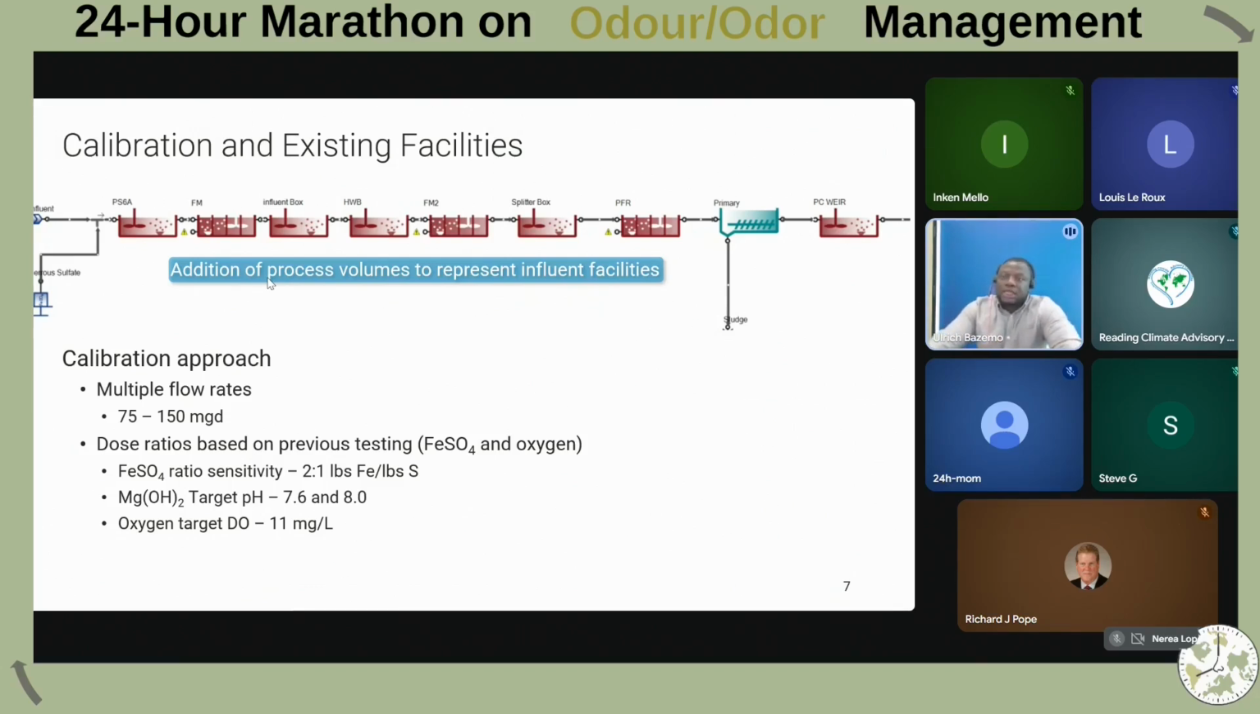Historically, they have piloted ferrous sulfate injection at a ratio of 2:1, so we calibrated our model with the pilot data. For oxygen injection, we also used the plant data that we got with a target DO of 11 milligrams per liter at the injection point. We calibrated our model with that, and with Mag hydroxide, we dosed Mag with a target pH of 7.6 and 8 to evaluate the impact on the sulfide levels.